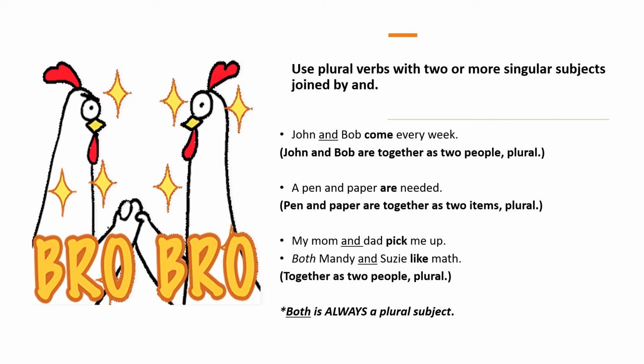A pen and paper are needed. Pen and paper are together as two items, plural. My mom and dad pick me up. Both Mandy and Susie like math. Here are these two examples. The two people are working together as plural, okay? They're not separated. Now, we have already looked at either and neither always require a singular subject, or they denote a singular subject. Both always denotes a plural subject, because both is bringing together two or more things as a group.